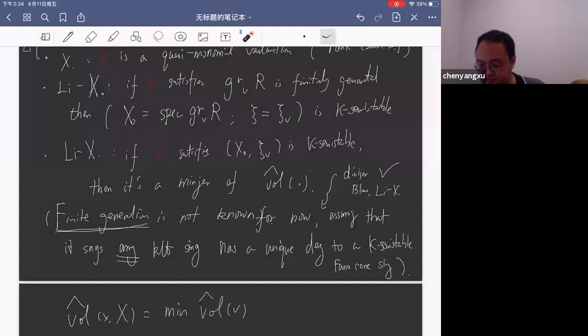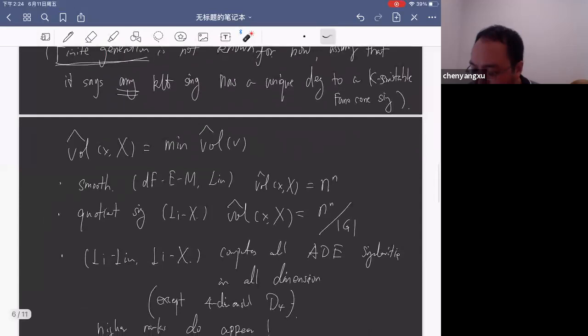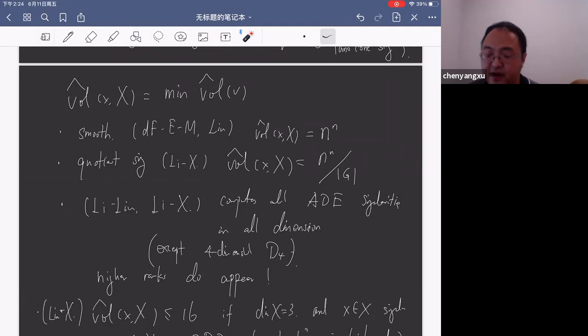Okay, so after all this definition, I want to talk about some examples, like how we see those valuations, and this kind of picture for some special singularities. So first we can define the normalized volume. We call the volume of a singularity basically the minimum of the normalized volume over all the valuations.